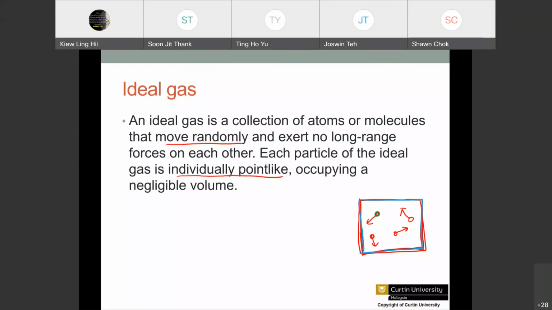Firstly, the direction they move randomly. And secondly, there is no force between atom and atom or molecule with molecule. And finally, their size is very, very, very small until you can neglect the size.